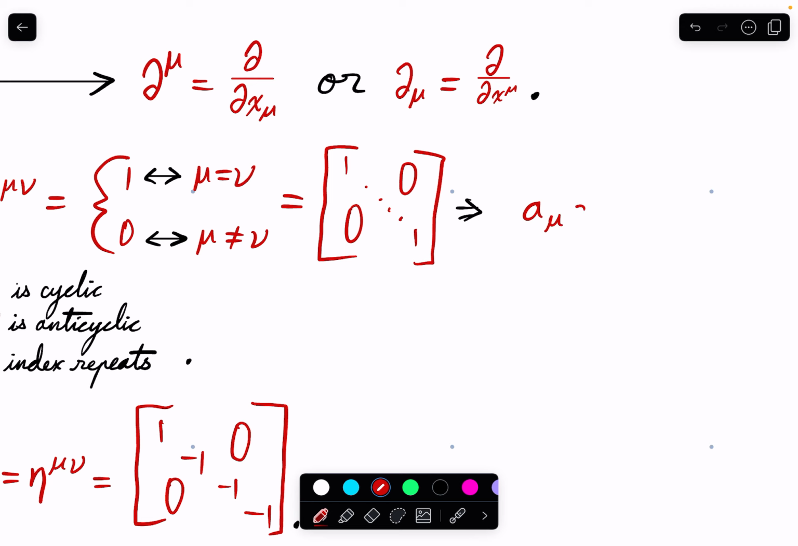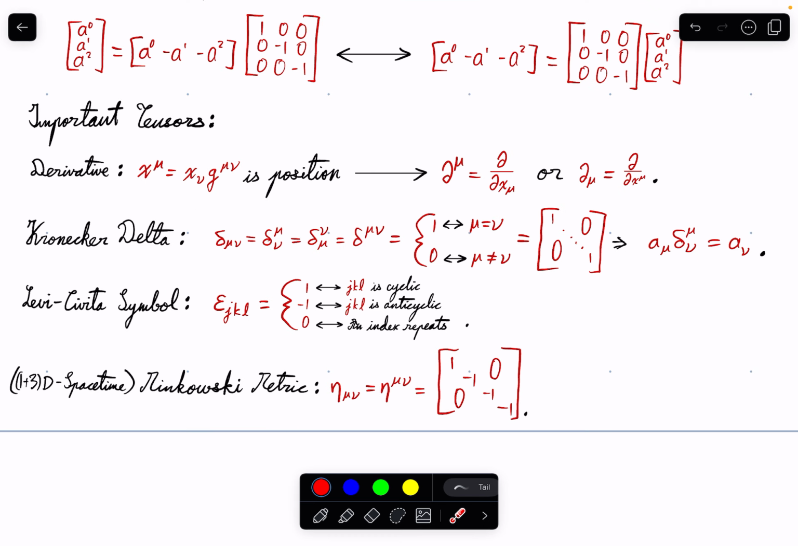A mu, delta mu nu, gives you A nu. So if you have a vector and you want to change the index mu to be an index nu, then that's what this does. It just swaps the indices. So you still have the same vector, but now you're describing it with different indices.